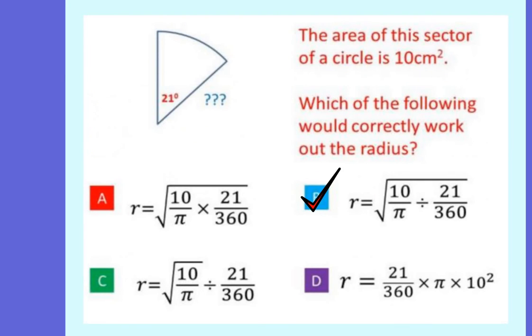And for the last one, I was told the area of this sector is 10. What could work out the radius? Okay, so we know the area of a circle is given by pi r squared. But we know the area is 10. And we've only got a fraction of it again. And that fraction is 21 out of 360.